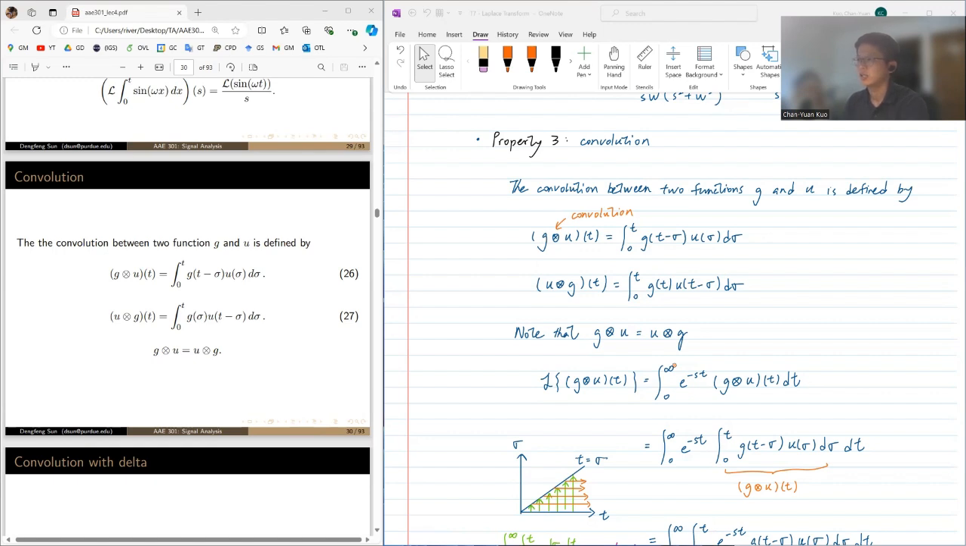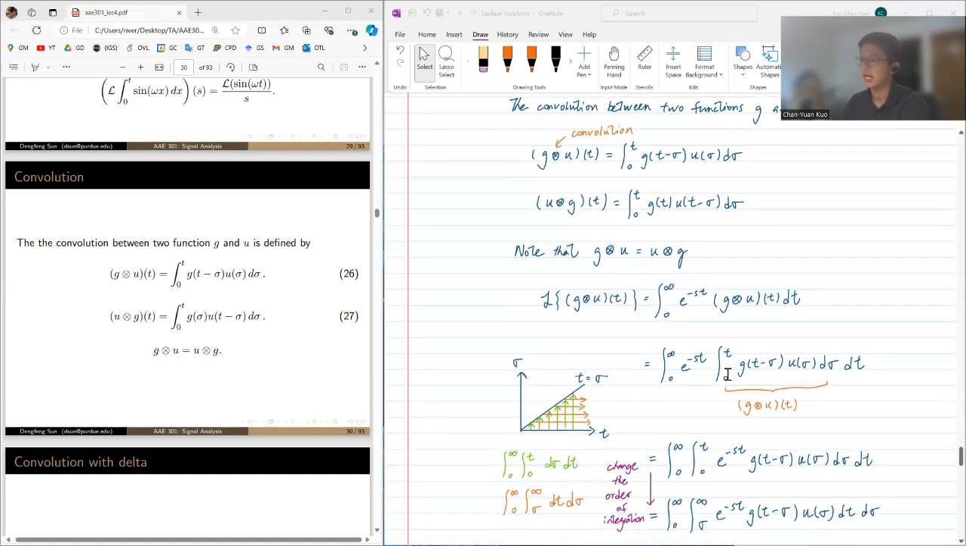Similarly, the convolution between u and g is equal to the integration of g of t times u of t minus sigma from 0 to t with respect to sigma. Notice that the convolution between g and u is essentially equal to the convolution between u and g.